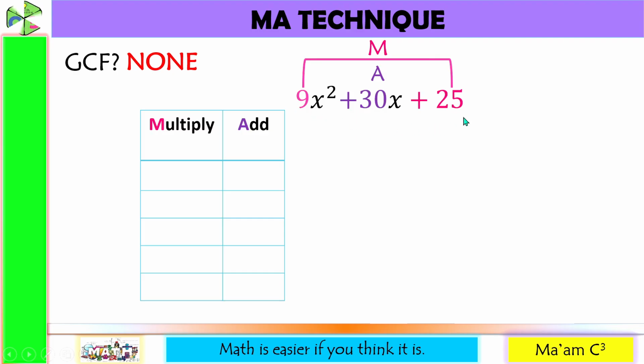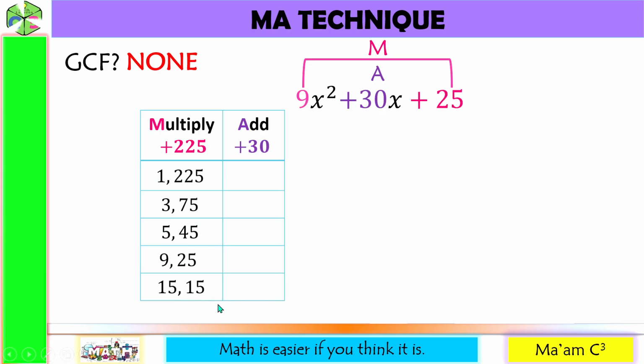And 9 times 25 will give us positive 225. For the add, simply copy the numerical coefficient of the middle term. Since this is positive and this is also positive, we are looking for factors that are both positive. So let me start with 1 and 225. It could also be 3 and 75. It could also be 5 and 45. Also 9 and 25. And last one, 15 times 15.